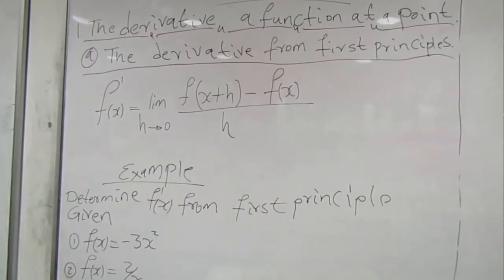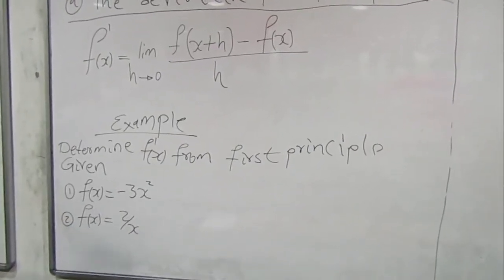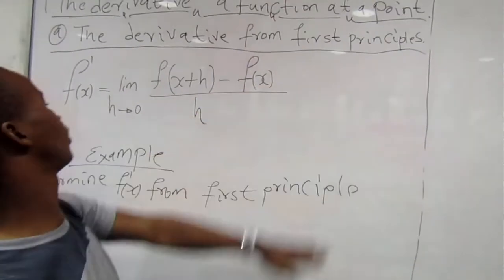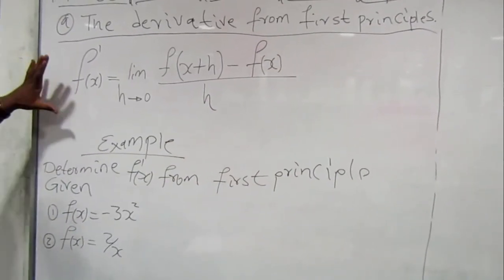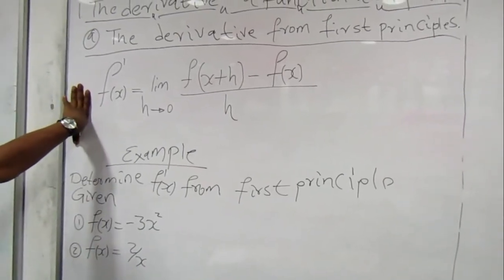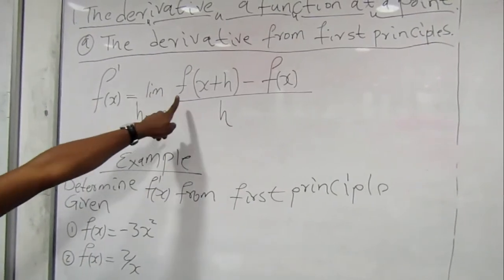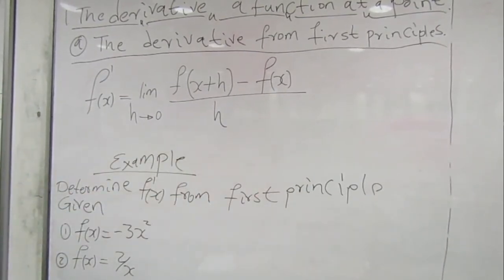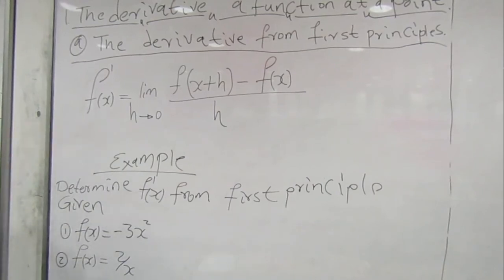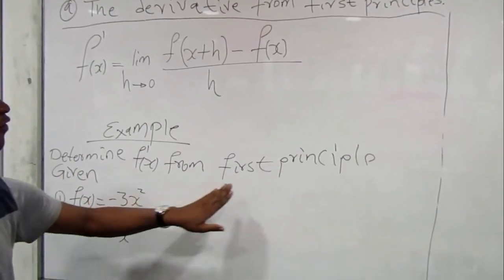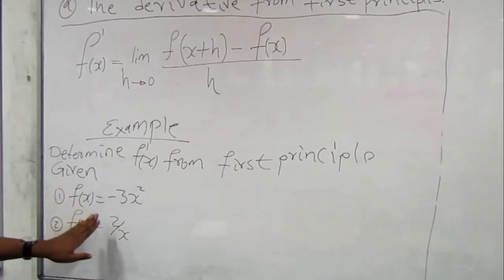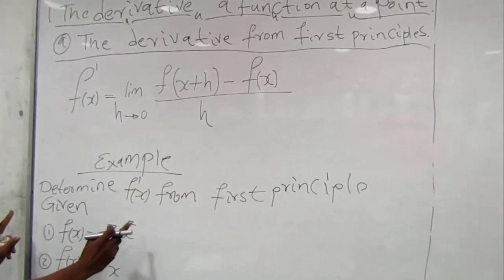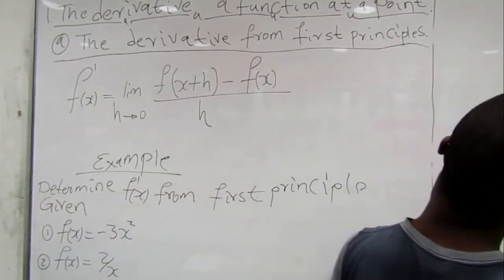Okay, now we are doing an example of calculus where we are deriving a function from first principle. Our formula, since I did talk about this, is f prime x is equal to lim h approaches 0, f of x plus h minus f of x, the whole divided by h. Our example says determine f prime x from first principle, given f of x equals negative 3x squared. The first thing that we need to do here is to take question 1 to decide the solution.